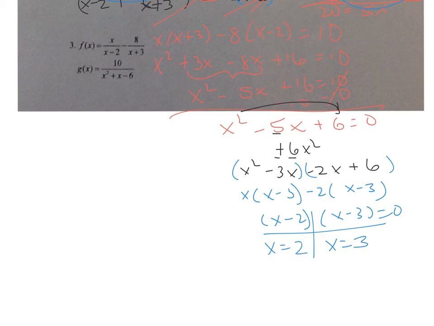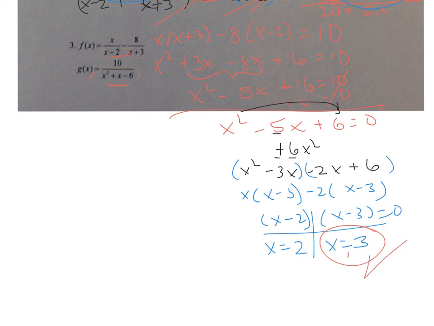Now you do have to check, make sure that you don't get anything that's undefined. All right, so when I plug in, let's try the 3 first. I have 3 plus 3 is 6, that's good. 3 minus 2 is 1, so that's good. And I know it'll work out here because these guys are my factors of this. So if 3 works for these two guys, it'll work for this. So I know that'll work.